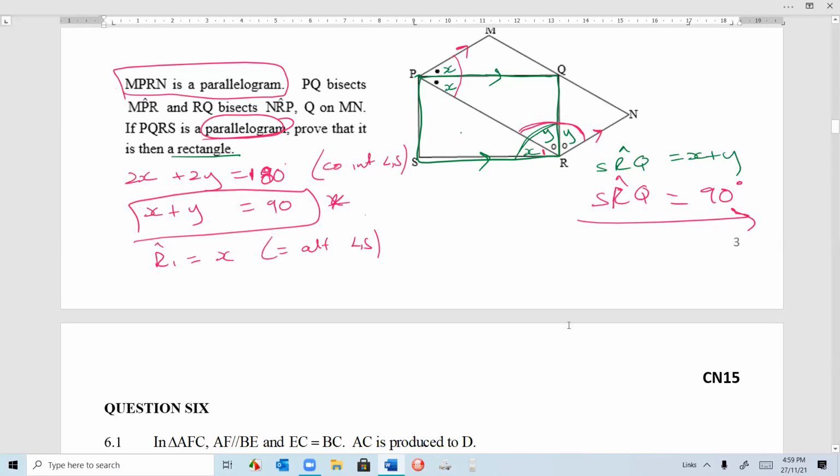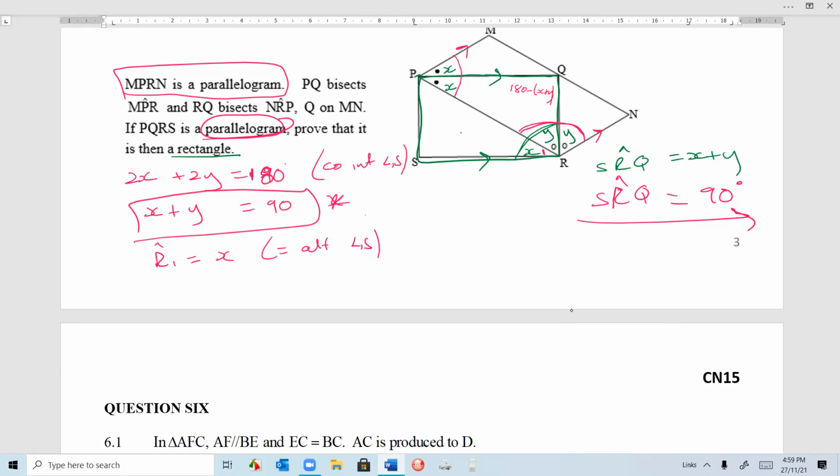Sir, could there also be another way of doing it, sir? Okay, give me your other way. So if we look at PQR, it is a triangle. The sum of interior angles of a triangle will give you angle Q, which is 180 minus x plus y. Is that what you're saying? Yes, sir.